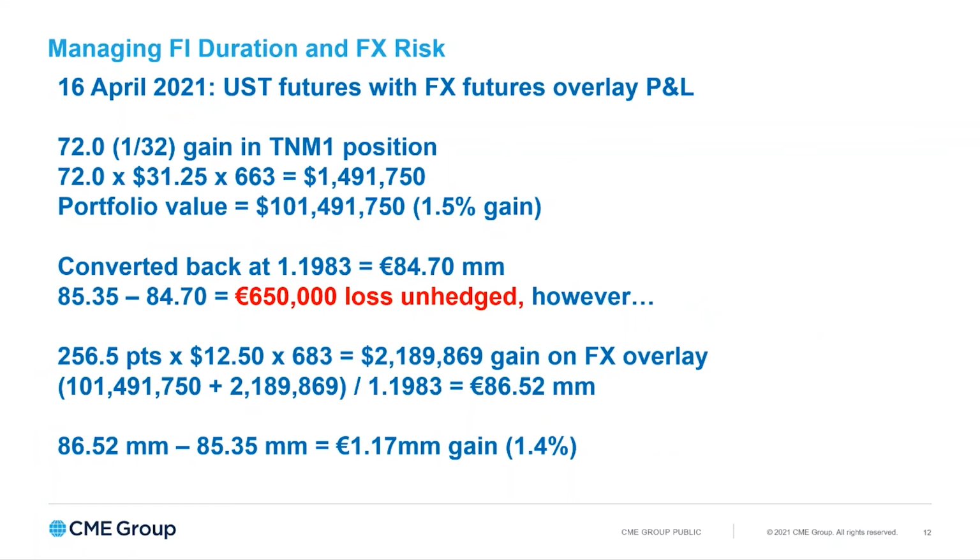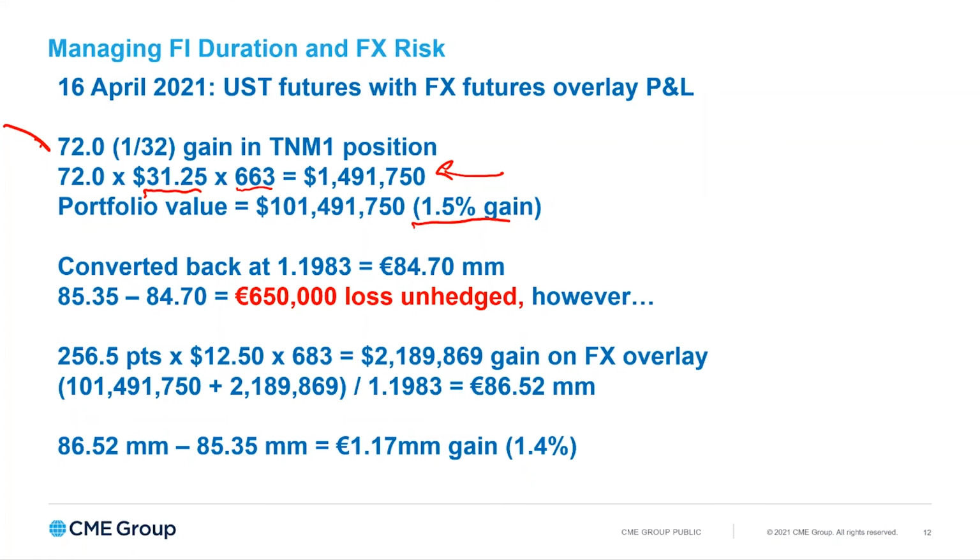The ultra 10-year note, just like the on-the-run Treasury, also rallied, and in this case it moved higher by 72 30-seconds in price. Each 30-second is worth $31.25, and the portfolio manager was theoretically long 663 contracts, producing a gain of $1.5 million. Adding that back into the 100 million, a very nice gain of 1.5%, slightly higher than the cash market gain, and this could be the result of the location 3 months on the curve.